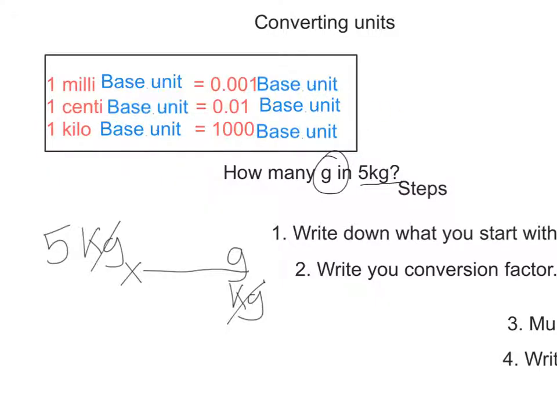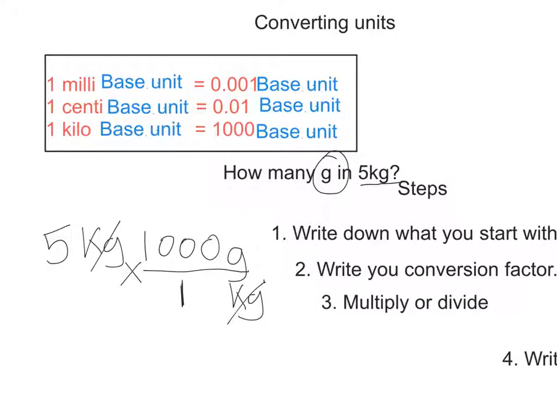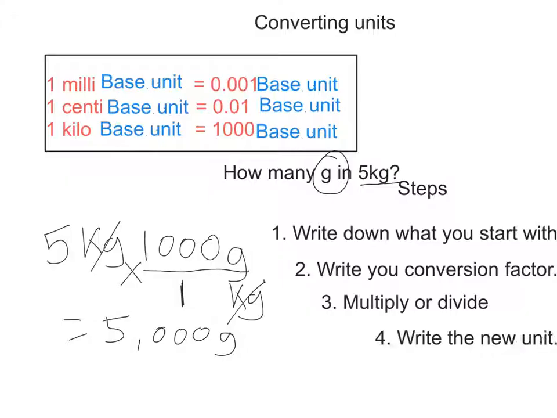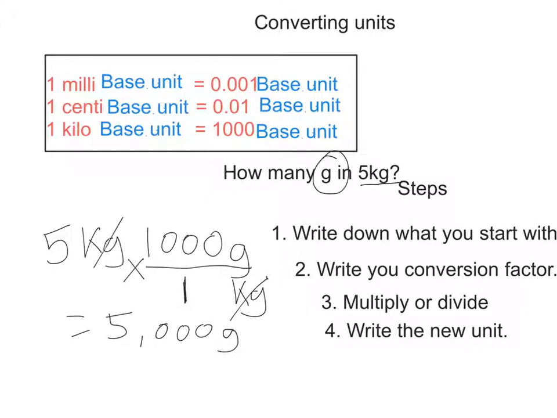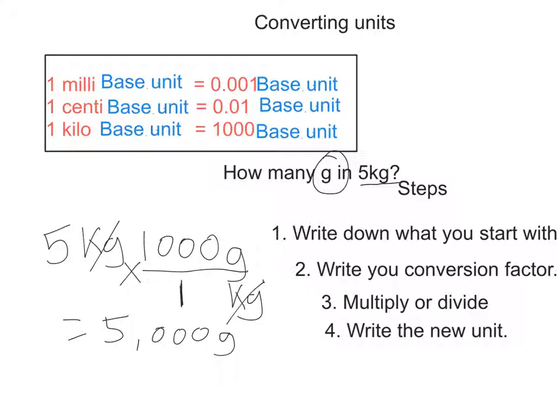Okay, and it looks like the 1 goes in front of the kilo, so I'm going to put a 1 there. And then the 1,000 goes in front of whatever my base unit is. Okay, so my next step then is to multiply or divide. I'm going to multiply because both numbers are on top. And so then I get an answer of 5,000 grams. And don't forget that the last step is to write the new unit. And it should be the only unit that isn't crossed out up above, which it is.